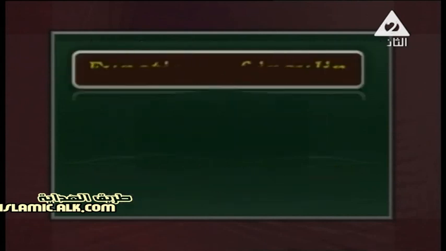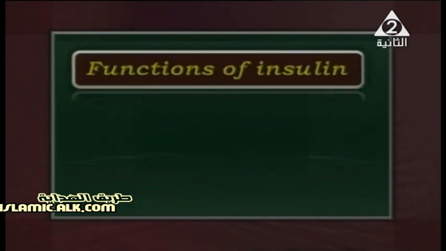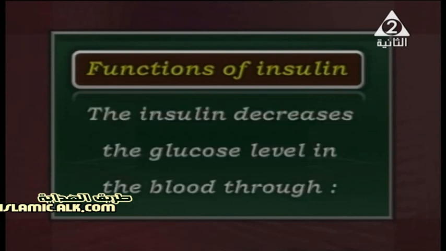But the function of insulin, just insulin, without glucagon, because they work opposite to each other. Insulin and glucagon, do not forget this point. The insulin decreases the glucose level in the blood. By this I mean, if we have a large amount of glucose inside your blood, the insulin rapidly carries a large amount and stores it in the form of glycogen.